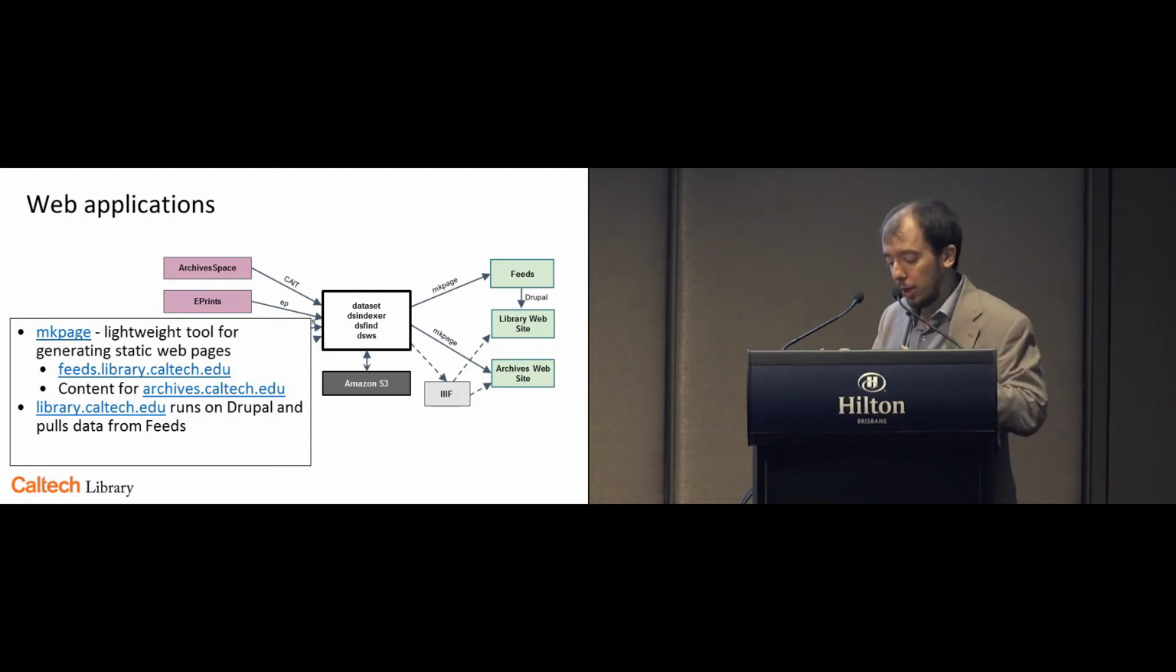So once we have that data collected, we can then export this out to stuff that can be made available to the public. So we have MakePage, which is a nice lightweight processor for making static websites. So this populates our feeds.library.caltech.edu page. That's a public resource. You can go and browse that now, which has data that we have in our library systems. It also processes the content that's on the archives website, and I'll show you this in a little bit more detail in just a couple of slides.